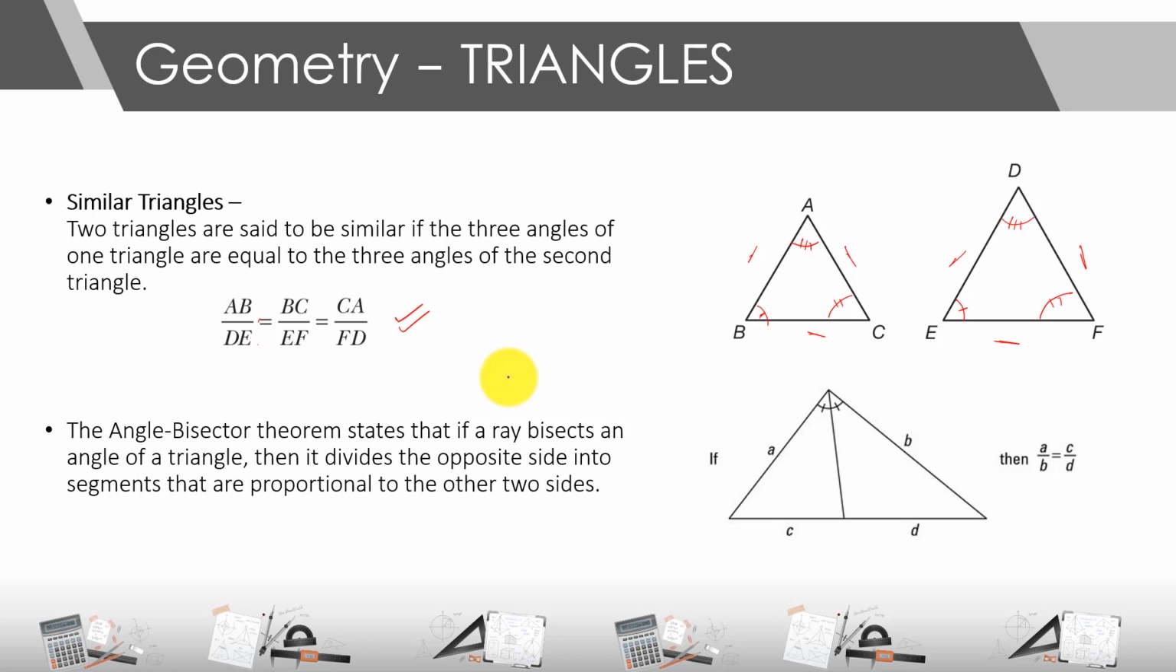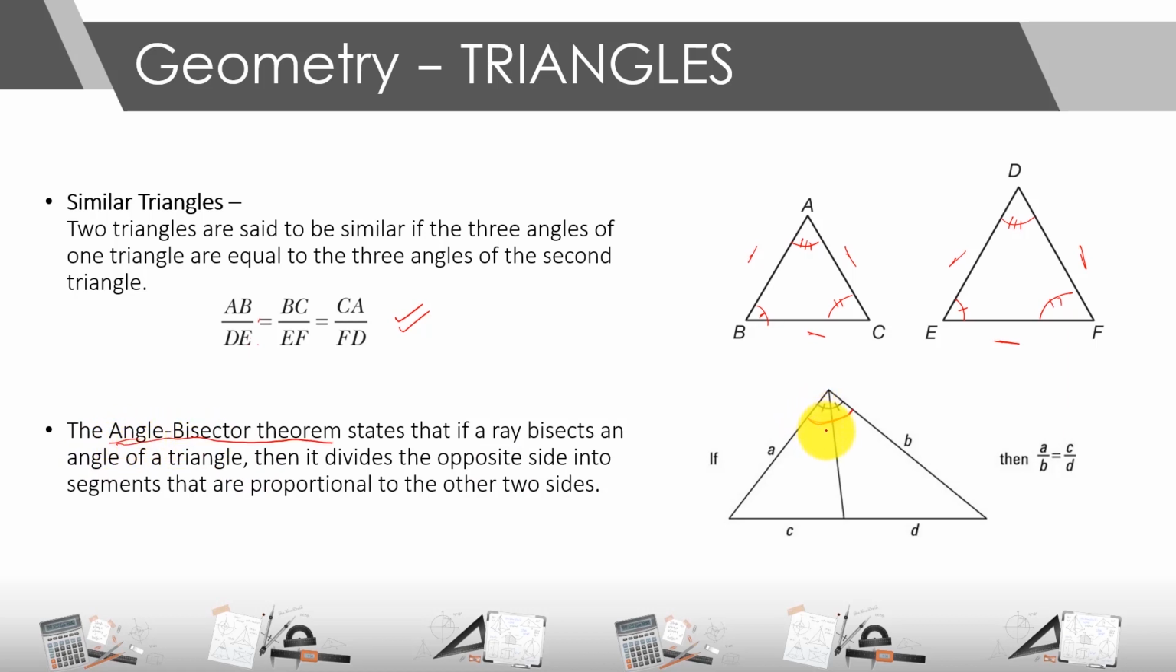If all the angles in two triangles are the same, then those two triangles are similar. If angles in two triangles are similar, then we can use this relationship that their sides are going to be proportional to each other. Another important theorem is called the angle bisector theorem.